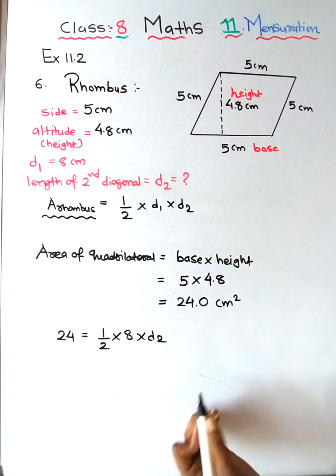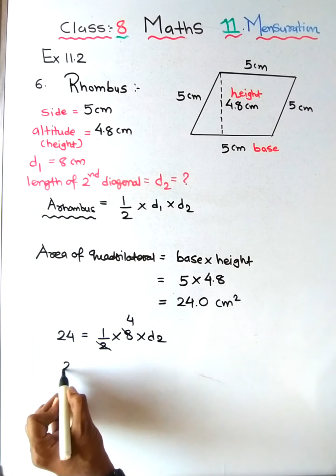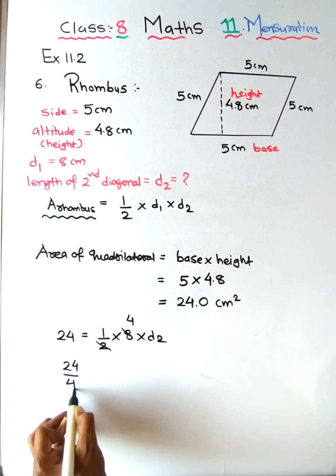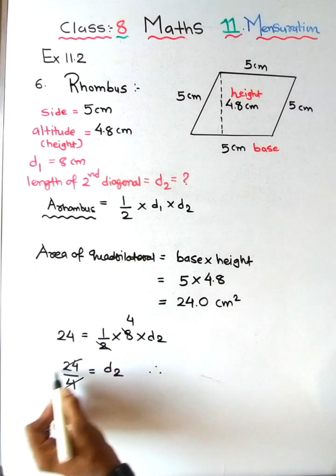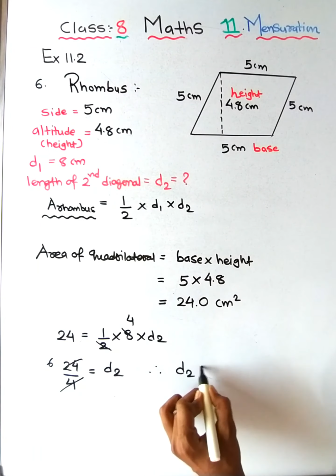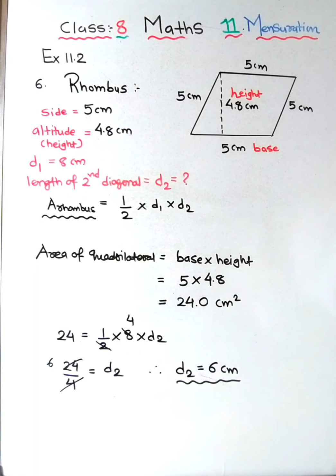Now let us calculate the value of d2. You can cancel 2 4s and 4 can be taken over to this side. It will go in the denominator. So d2 will remain, and what will be the answer? Answer of d2 will be 6 centimeter. Clear?